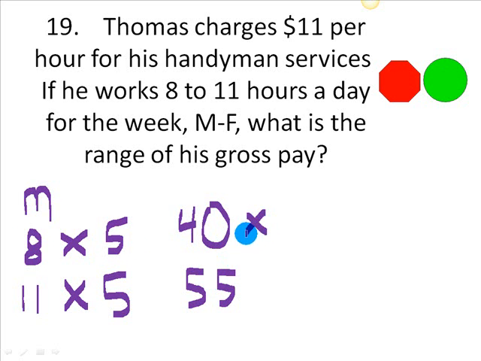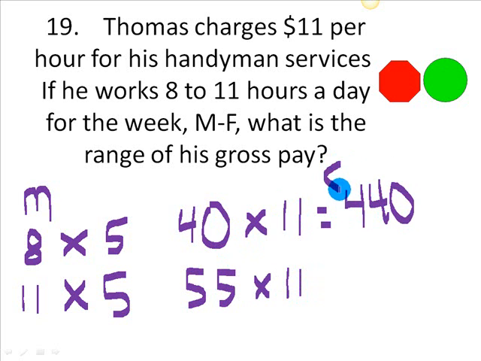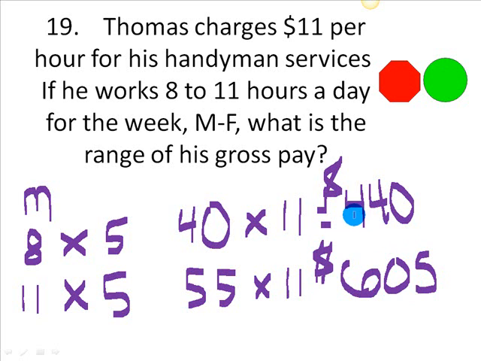But he makes $11 an hour. So 40 times 11 equals $440. It's the minimum he would make. Or 55 times 11, that's $605. So he makes either $440 as the minimum or $605 as the maximum. That's the range. That's a $165 range.